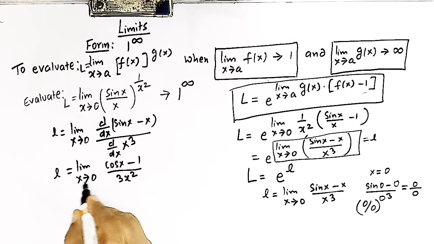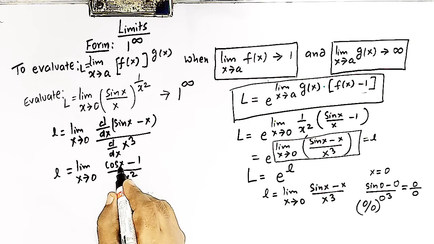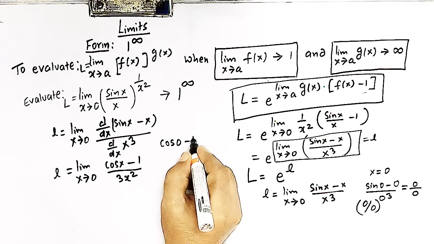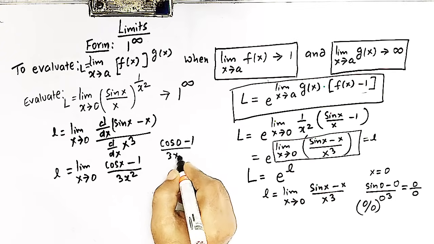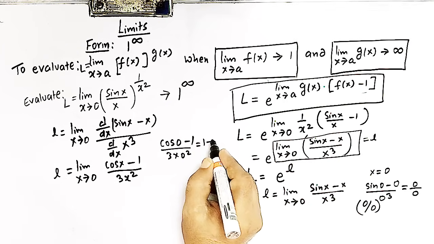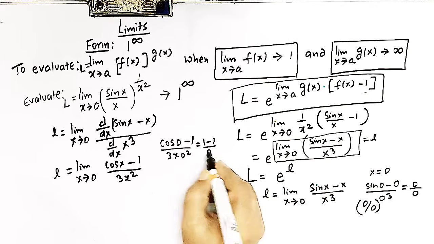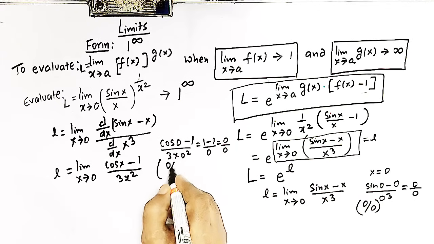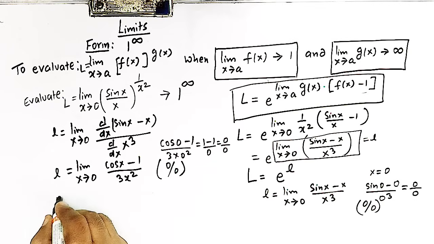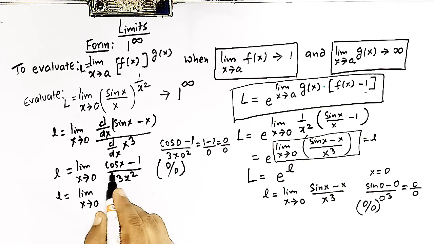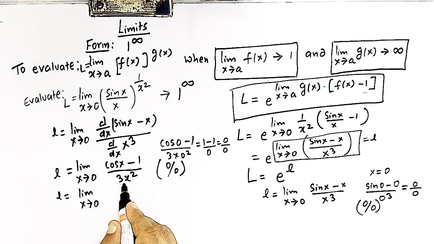Now again, if we take x equal to 0 in the numerator and denominator, we have cos 0 minus 1 over 3 times 0 square. Cos 0 is 1, so we have 1 minus 1, which is 0, and this is 0 over 0. So again we have the form 0 over 0, and we can again apply L'Hopital's rule by differentiating the numerator and denominator separately with respect to x.